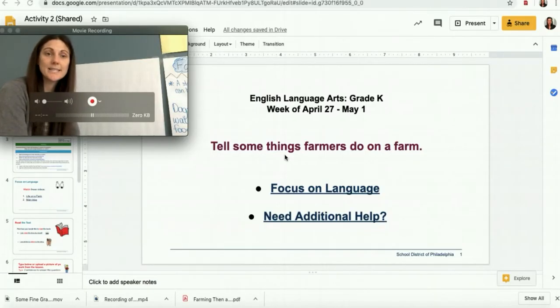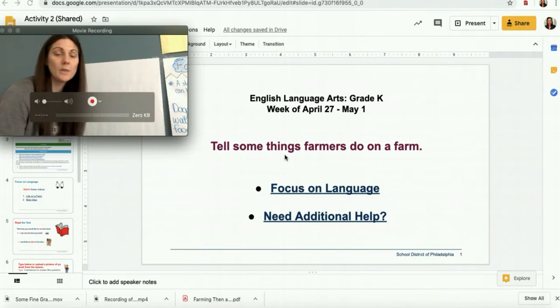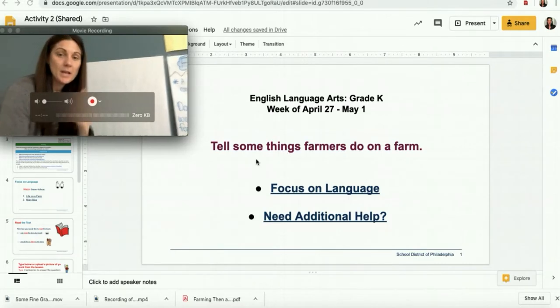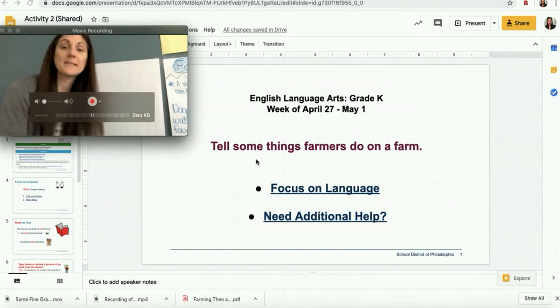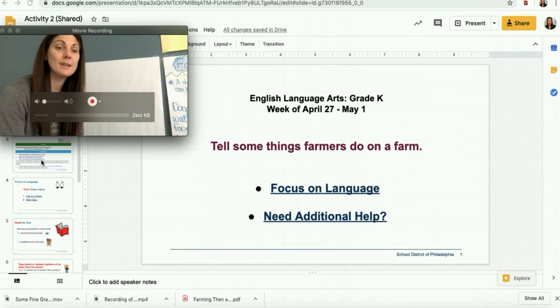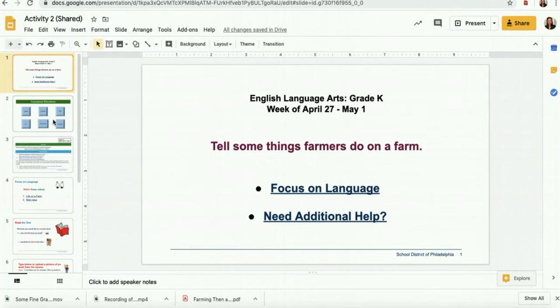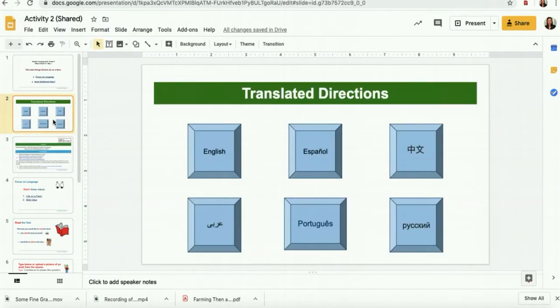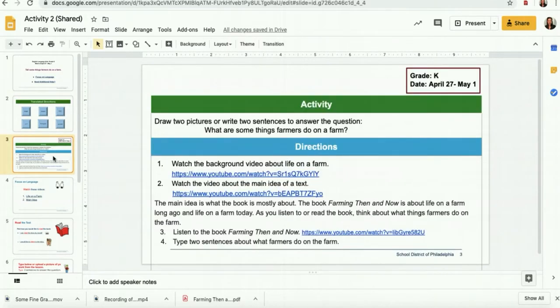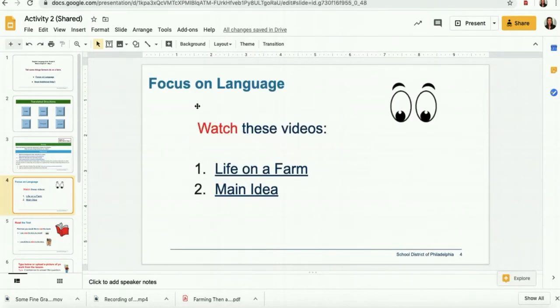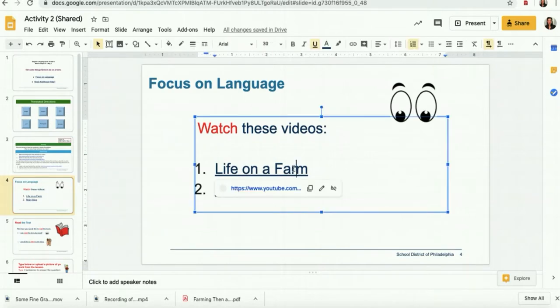So let's go through the lesson activity 2 shared for April 28th, 2020. As you can see, we're going to be talking about some things that farmers do on a farm. If you need translated directions, they are here. Then there are some directions written out, but these are the same things that we're going to do through the slides. First of all, we're going to watch a couple of videos. The first video is about life on a farm.